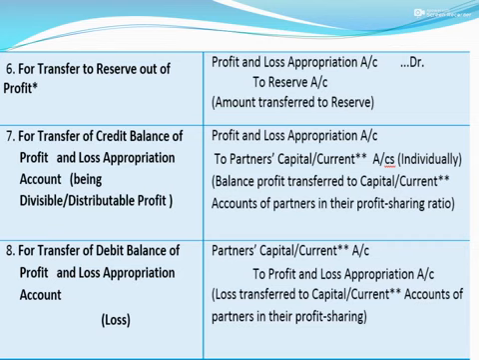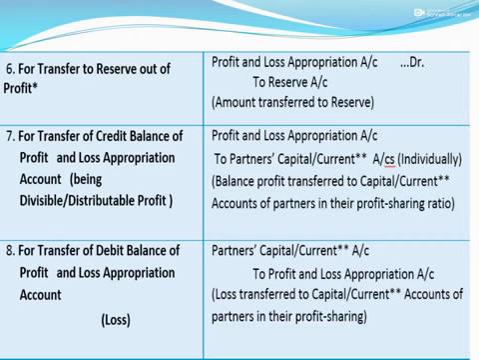Now number 6 is transfer to reserve out of profit. If there is any residual profit, then according to the partnership deed or terms and conditions between the partners, sometimes we transfer a part of the profit to the reserve. So the entry will be profit and loss appropriation account debit to reserve account.